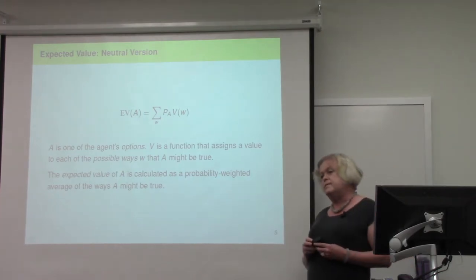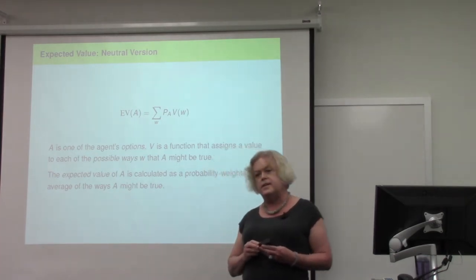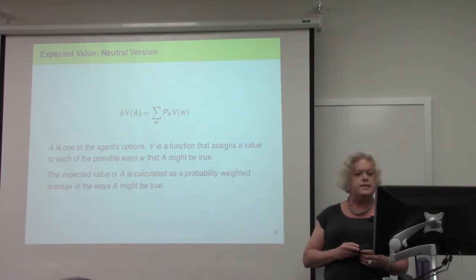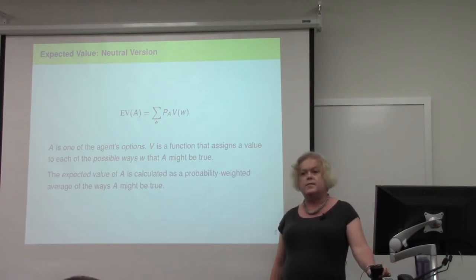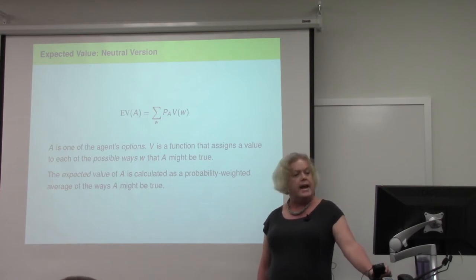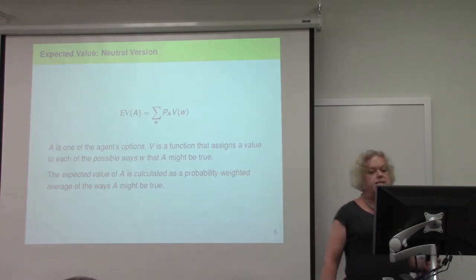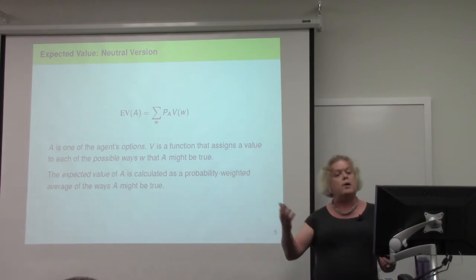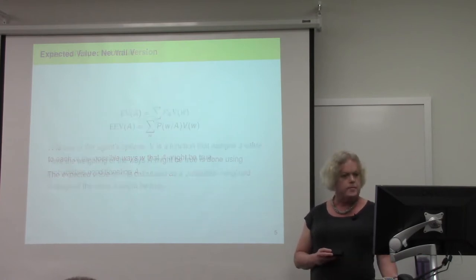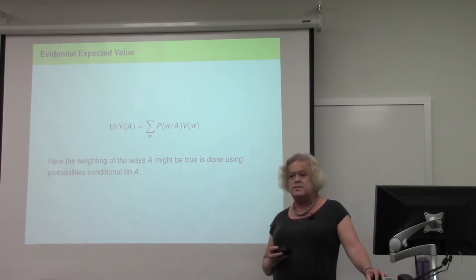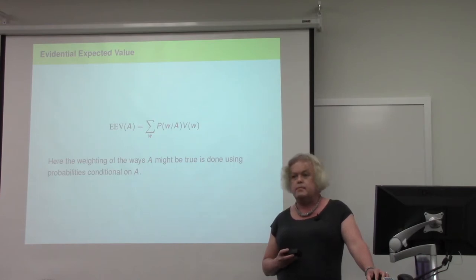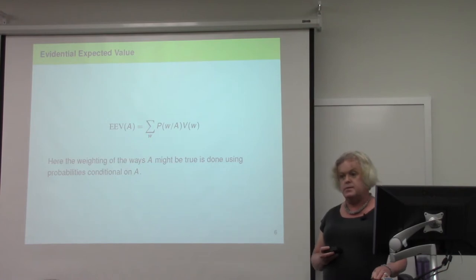So let's think about expected value. The two boxer is going to have to tell a story about expected value that shows where the mistake in that one boxer piece of argumentation lies. So let's quickly go through this. Here's a neutral presentation of expected value. Expected value is a probability weighted average of the ways that an option might be true, and the probability function P sub A there is what's going to decide which flavor of expected value we think is appropriate. The evidentialist, so-called, the one boxer in Newcomb's problem, is going to say that the weighting of the ways A might be true is done using the usual orthodox method by taking the probabilities conditional on the proposition that you perform option A.